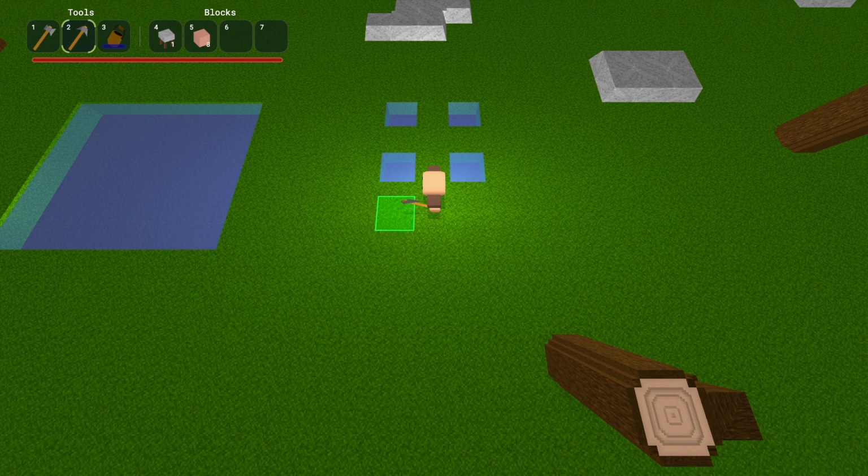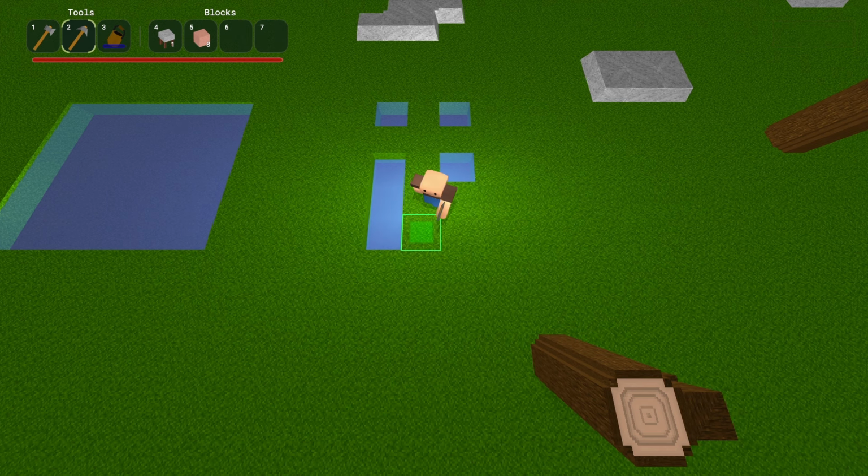The key property of water networks is that their volume only changes if you add more water or if you remove water from them. So as I break these blocks, the volume of this network does not change. The water is just dispersed through all the new empty spots.